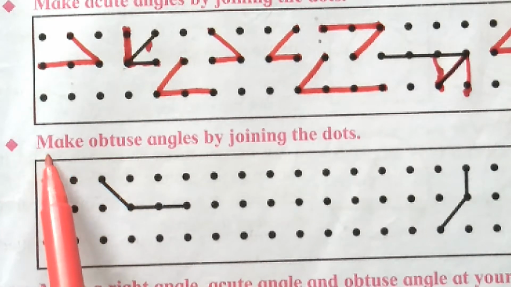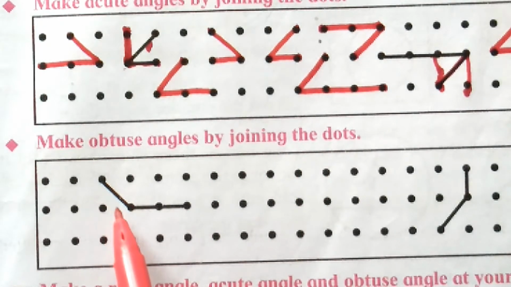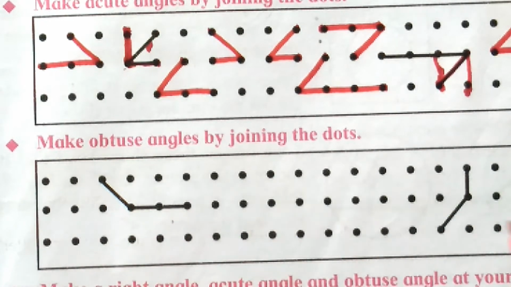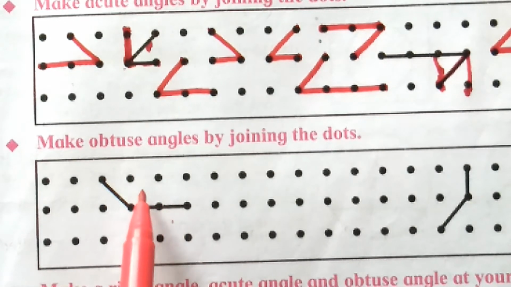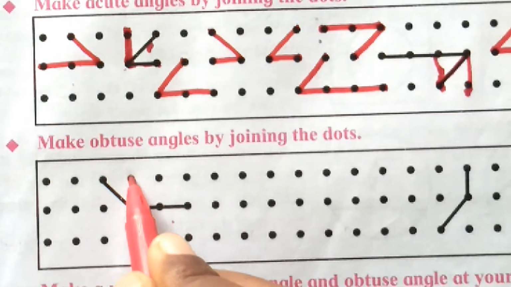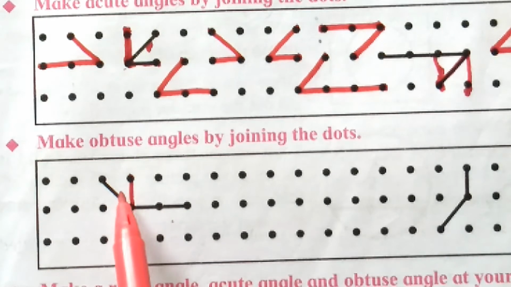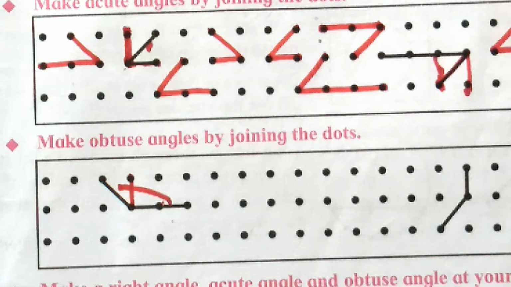Next is make obtuse angles by joining the dots shown in the picture here. 2 obtuse angles are already given. Obtuse angle means when the distance between the 2 lines grows bigger than a right angle. See, I join this line. This is a right angle, but the distance grows bigger than the right angle. Then it becomes an obtuse angle.